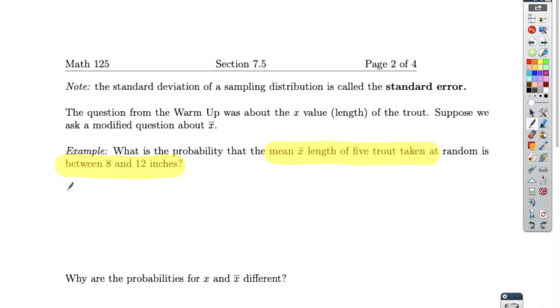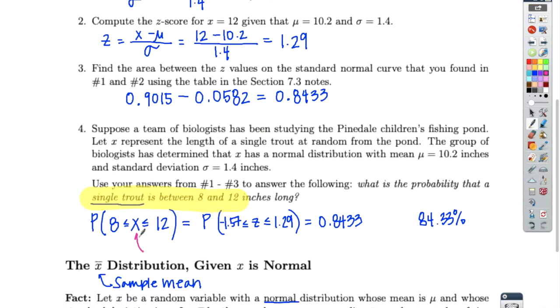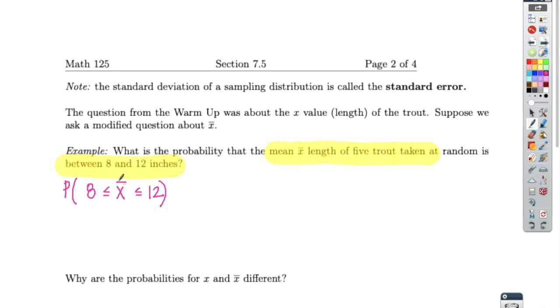Now, if I'm writing this out symbolically, this is how we would write it. The probability that now x bar, because now we're talking about the mean length, is somewhere between 8 and 12 inches long. This is a little bit different than the probability that we wrote on page 1, because on page 1, of course, we only used x. We were just talking about the length of one trout, whereas now we're talking about the average length, in this case, of 5 trout. There's n. There's that sample size. So the nice thing for you is that the process does not change at all.